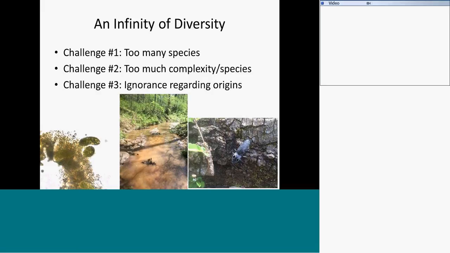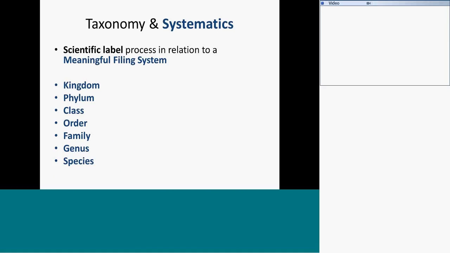So we're familiar with these three challenges described in Chapter 14: the challenge of many different species, the complexity of life, and also some ignorance regarding the origins themselves. Then there are the concepts of taxonomy and systematics. As I was reviewing quizzes that students have taken, there are problems with those. It seems like these two terms are often misunderstood.